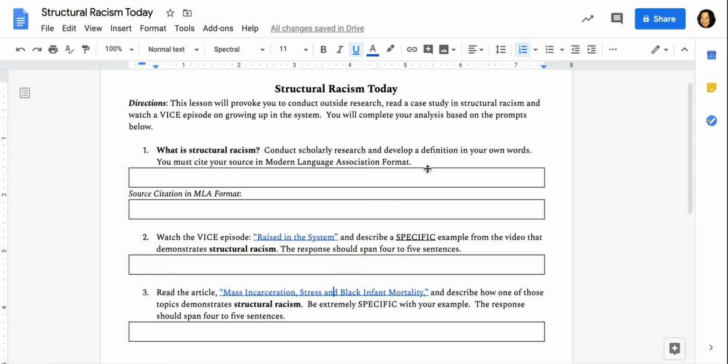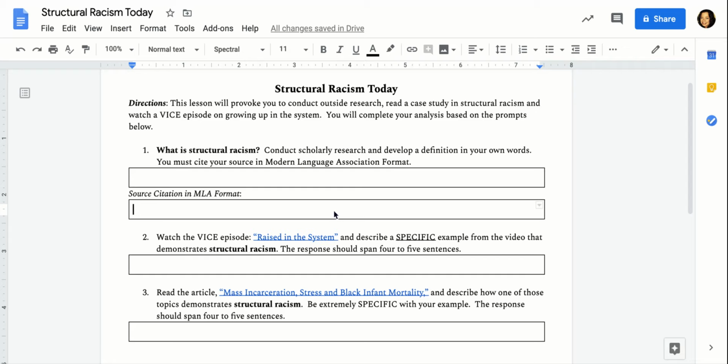Number one, what is structural racism? You are going to conduct scholarly research, looking for a reputable source, and come up with a definition in your own words. Maybe it's a sentence or two. So here you're going to type the definition, a sentence or two, and then here you are going to cite your source in MLA format.